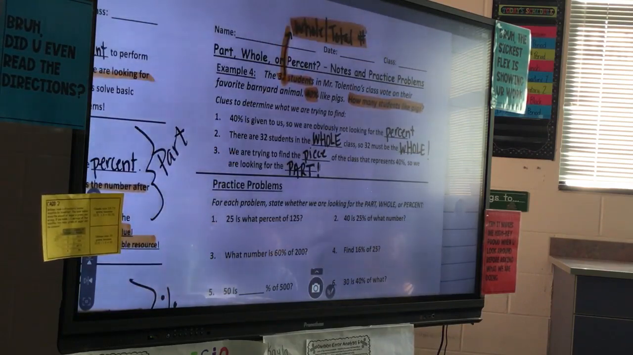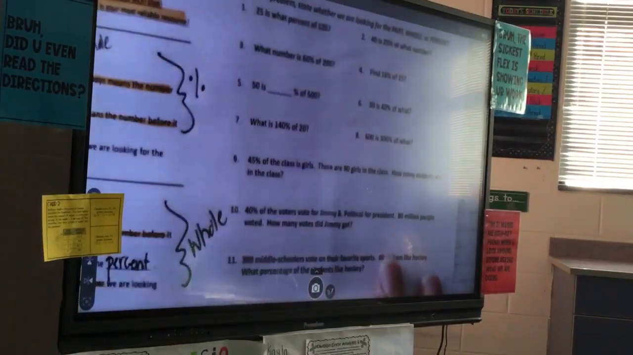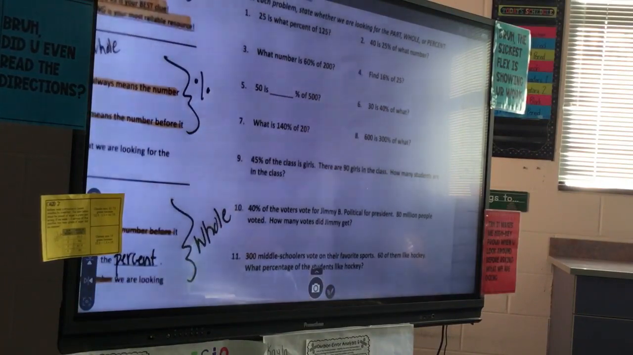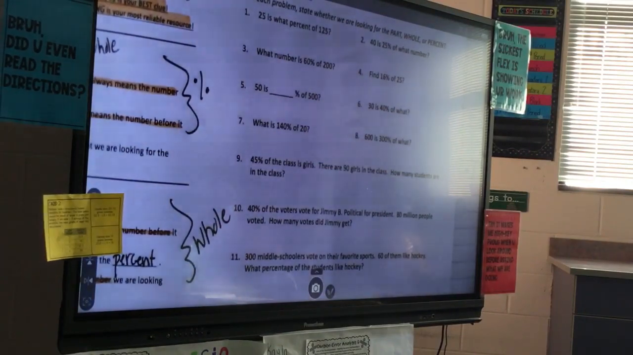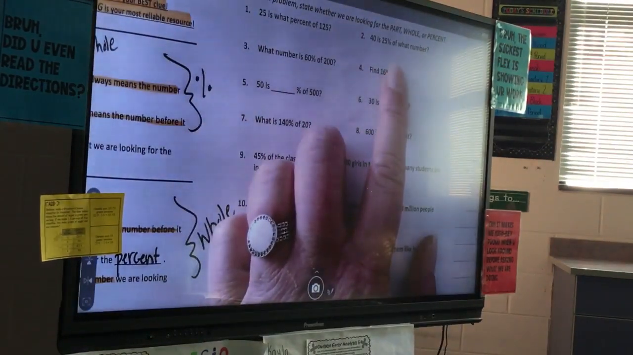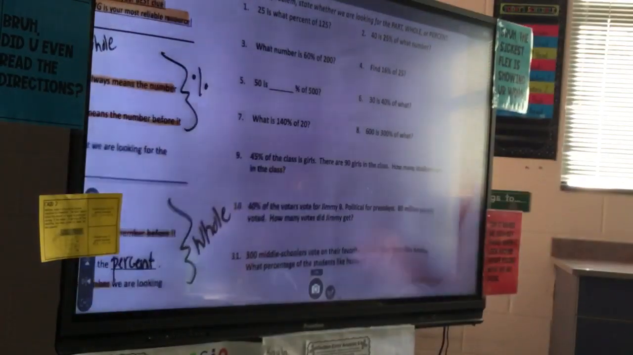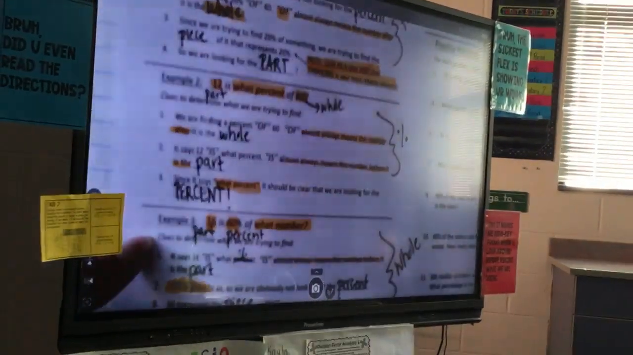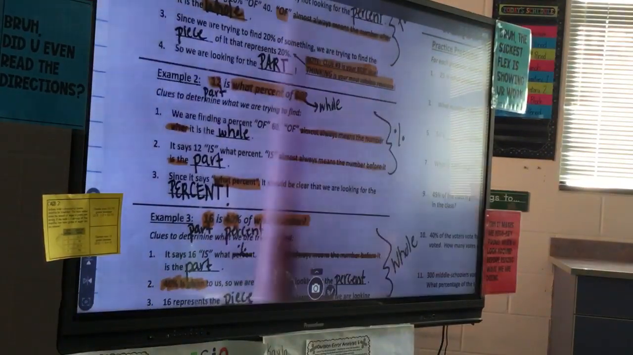All right. These are your practice problems. That's the lesson today. That's all we're doing. So you have 11 practice problems. And it says for each problem, state whether we are looking for the part, the whole, or the percent. The first one we're not going to do because you should be able to do that no problem. Let's look at the second one real quick. So it says 40 is 25% of what number? So I need you to look back over here in example 1, example 2, or example 3 and see if you can figure it out using this information.